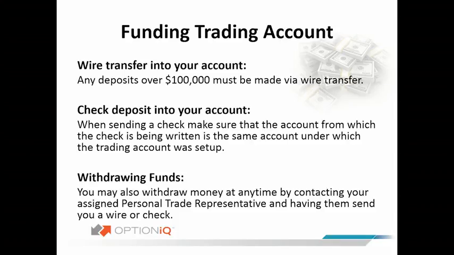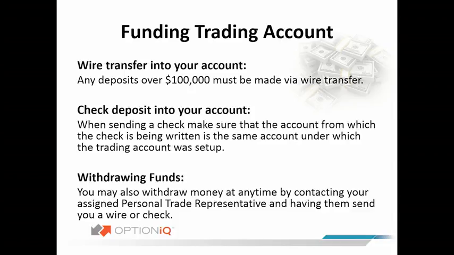And then you can also put a check into your account. So when you send a check in to fund your account, you need to make sure that the check is being written from the same account under which the trading account is set up. So if I set the account up under my LLC name, my trading account is ABC LLC, the check that I'm writing out to fund that account has to come from the checking account that belongs to ABC LLC. If you don't, the check will be sent back. So this is a precautionary measure for what's called money laundering, and it's something that we take very seriously. So when you're setting up an account and using a check to fund the account, make sure you follow that advice.